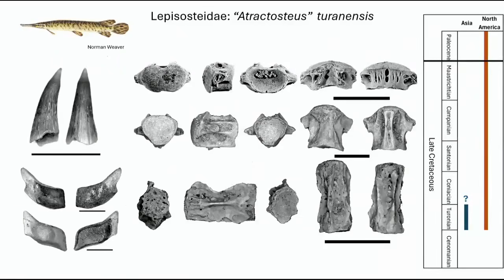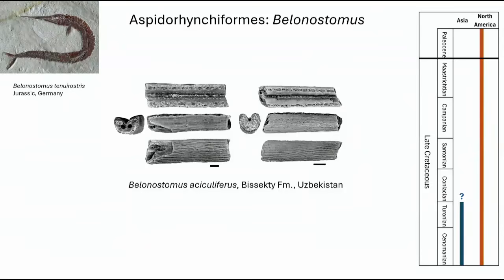And again, the gar Lepisosteidae is well represented in the Turonian localities by fully diagnostic material. And it's put in a separate species, but this is largely a reflection of geography. Belonostomus is well known here to anybody who's worked in Dinosaur Park, and it's present also in Uzbekistan.